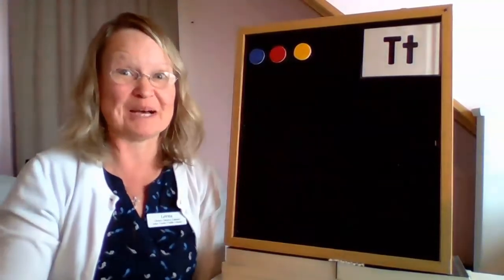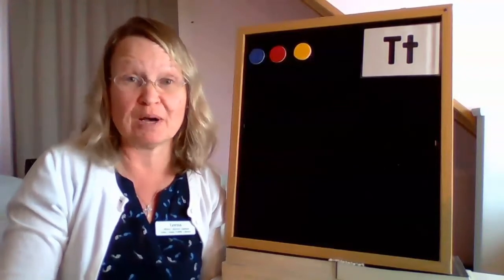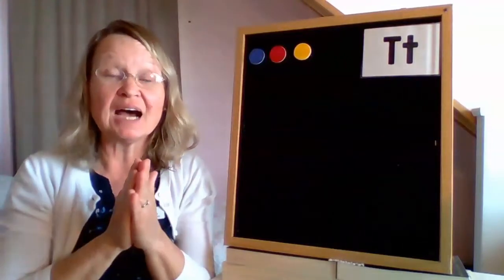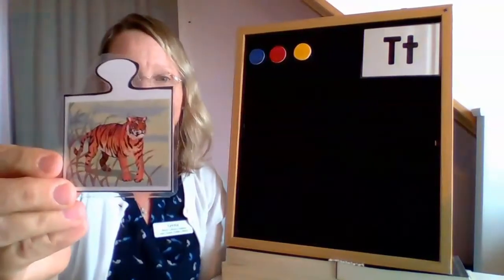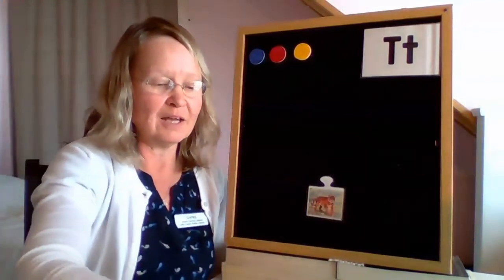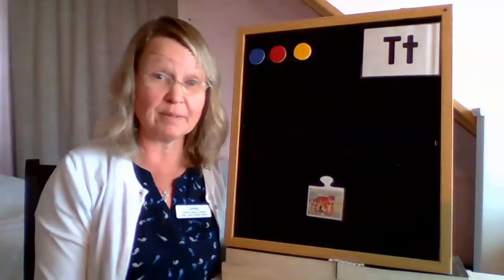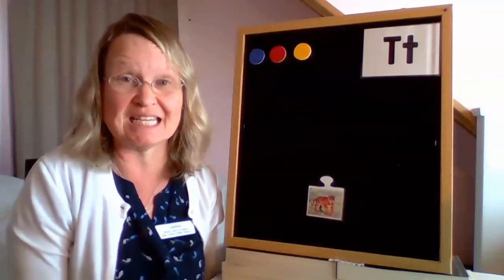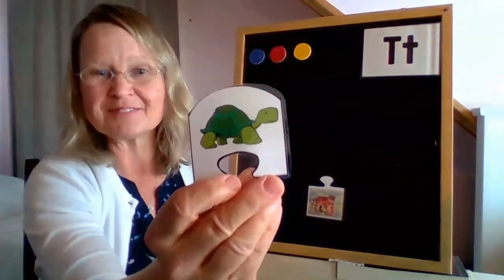I think we're ready to do our puzzle. The first word in our puzzle has 2 beats. 1, 2. Tiger. The second word starts off by being 2 words. I'm going to take one out, and you tell me which word stays. Box, turtle. Don't say box. Turtle.